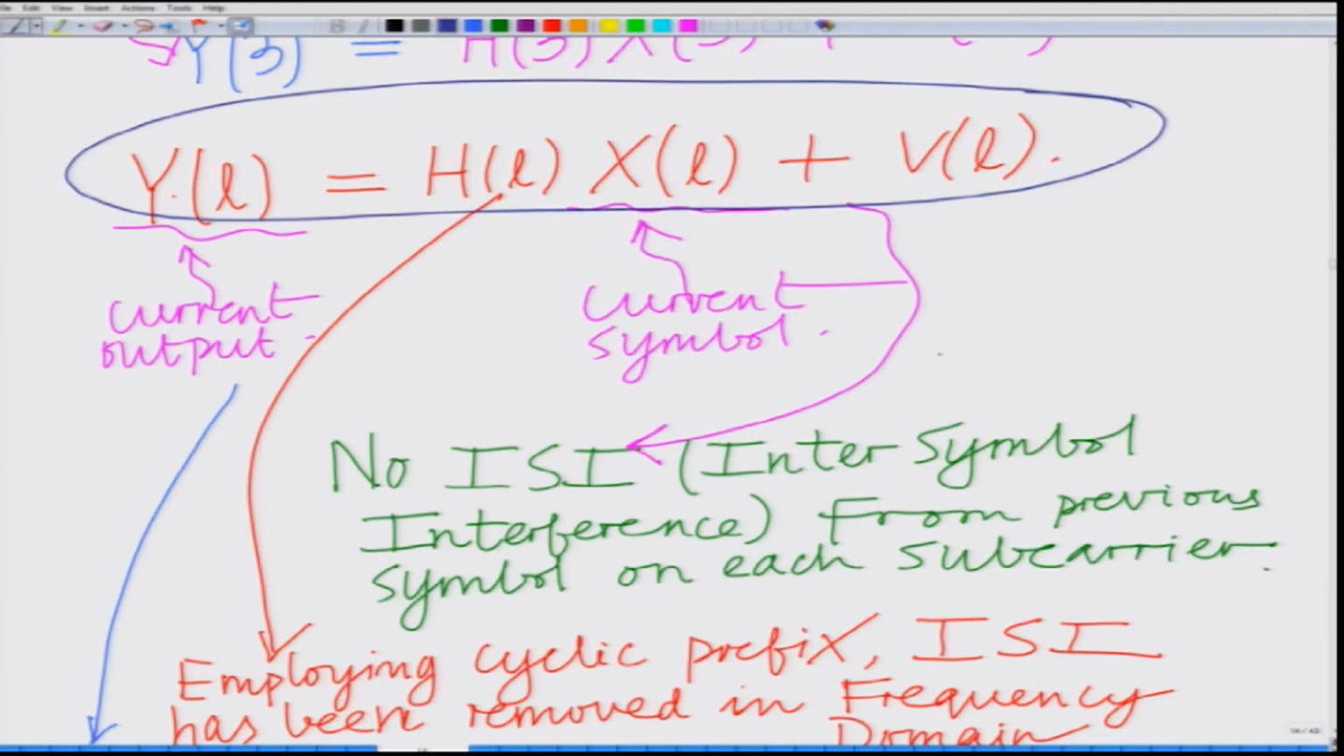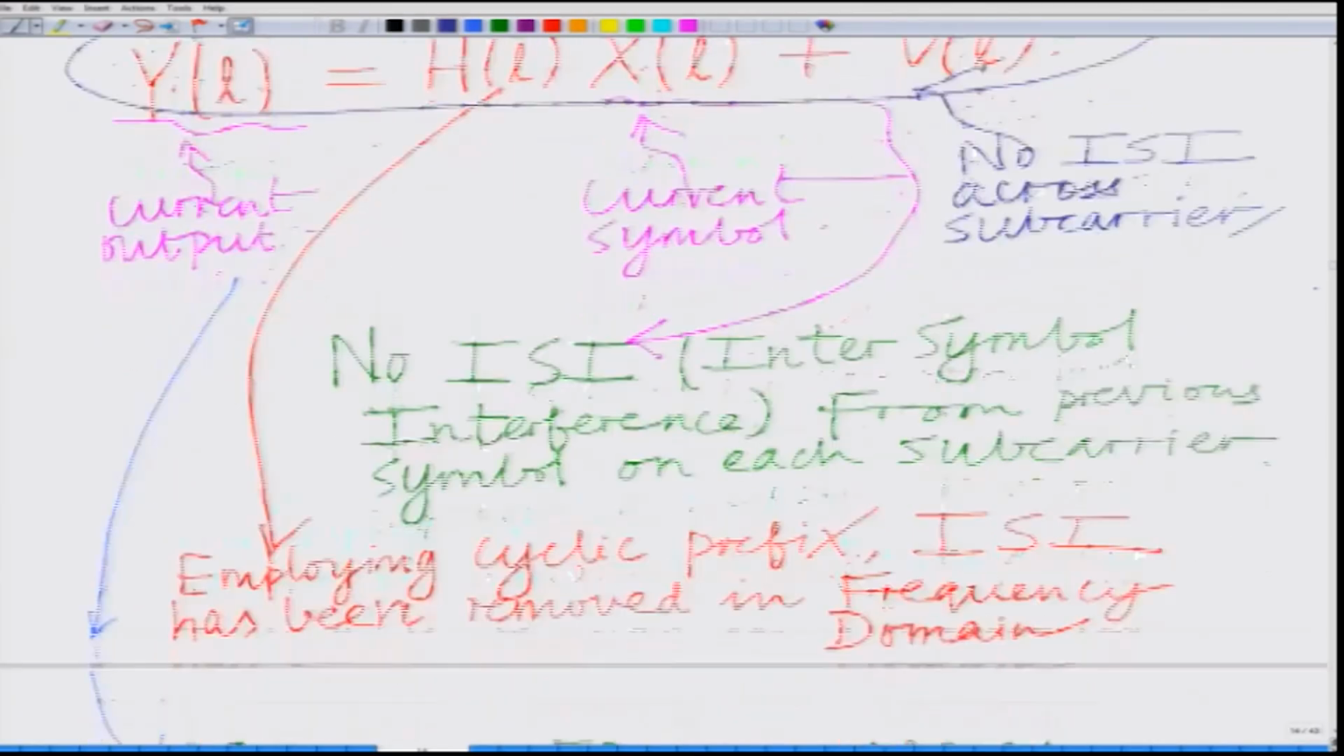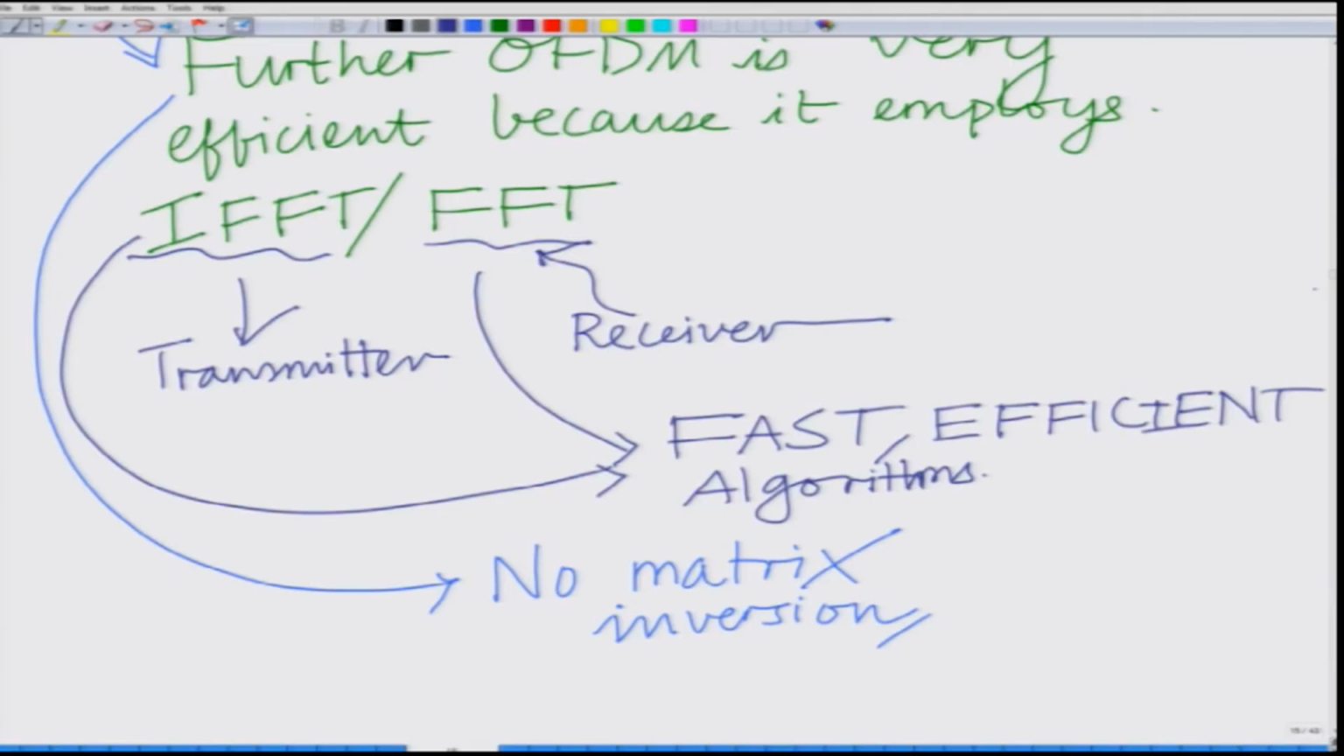So, if you look at this equation here, it summarizes OFDM: there is no ISI across each subcarrier, each subcarrier is ISI free, and it is a very efficient algorithm, since it is based only on IFFT and FFT, which can be done in a very fast and efficient manner.